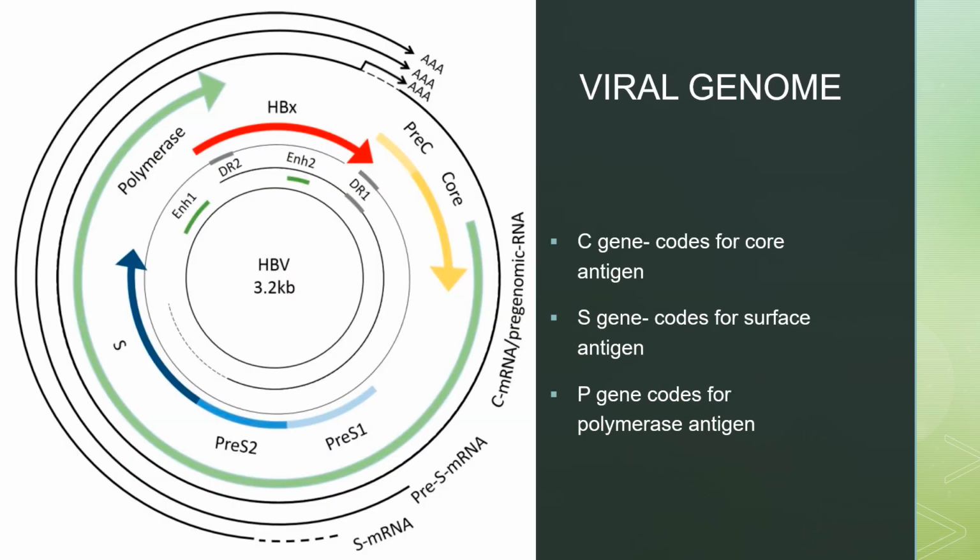So now we'll be looking into the viral genome. It has many genes, out of which three we are going to deal with. That is the C gene, which codes for core antigen; the S gene, which codes for surface antigen; and the P gene, which codes for polymerase.